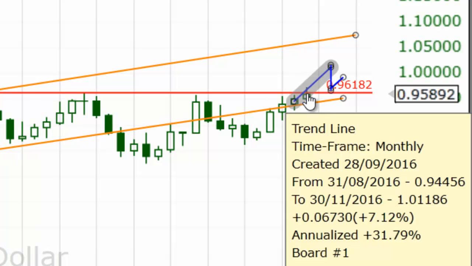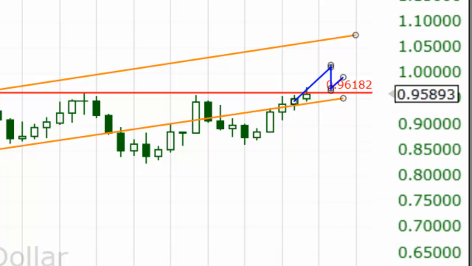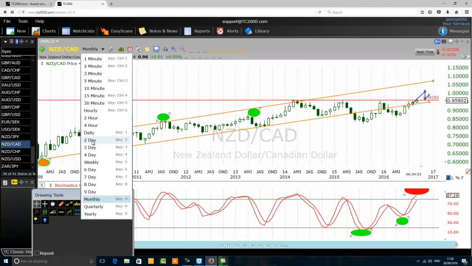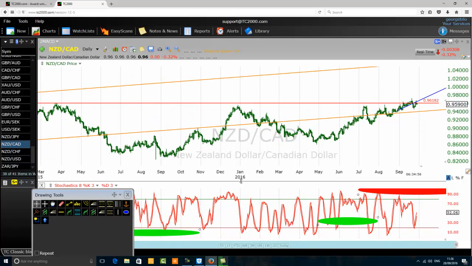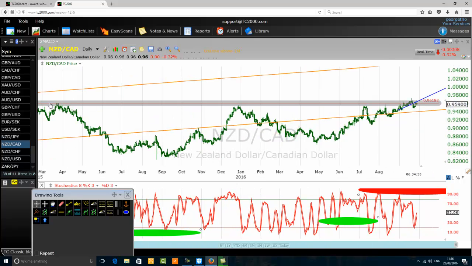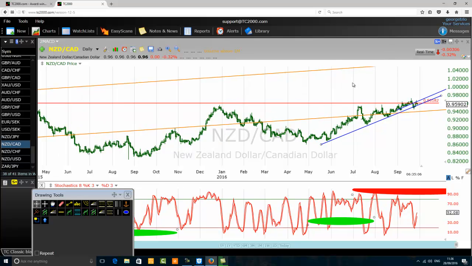Here we have it like this on the monthly chart. Is there a signal yet? Let's go to the daily chart, because we can combine the monthly chart with the daily chart and see what's happening here. On the daily chart, we can see that the resistance is holding nicely here. So here it is. We can draw a trend line like this. Can we? Yes, we can.